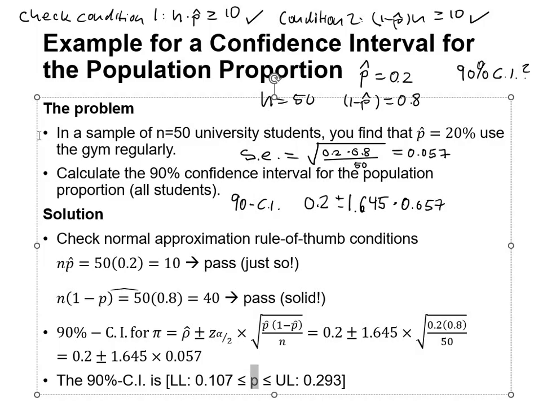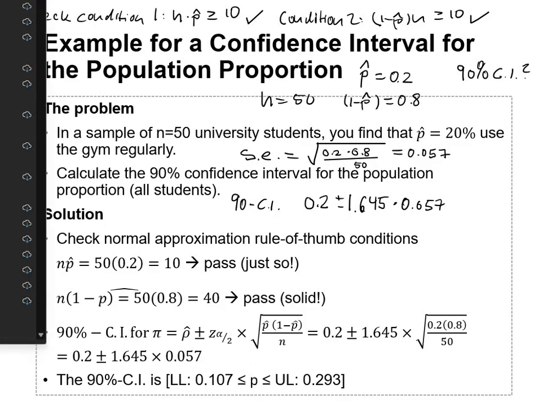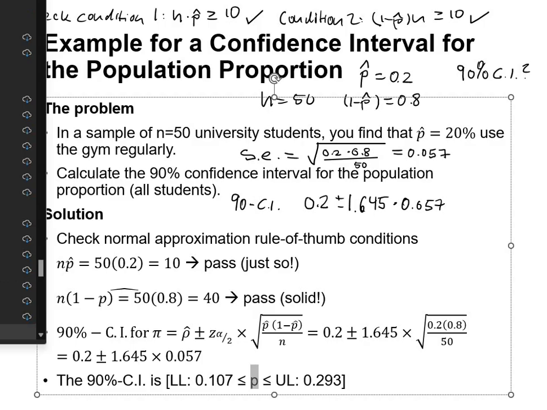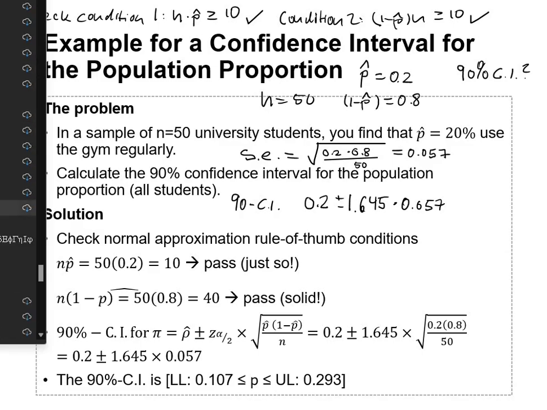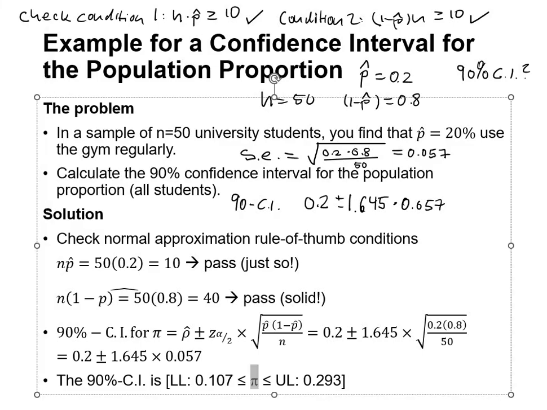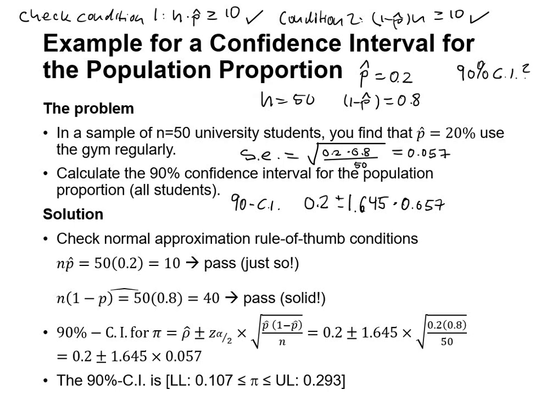And here in the middle, we should actually say that this is the population proportion, and we should use the Greek letter. So, like this. The true population proportion of all the students going to the gym is between 10.7 and 29.3, or that is the confidence that we have.